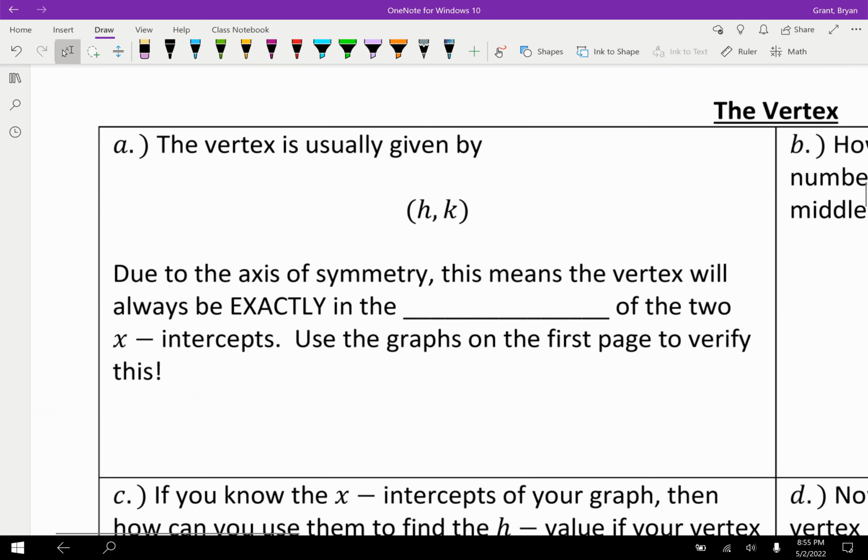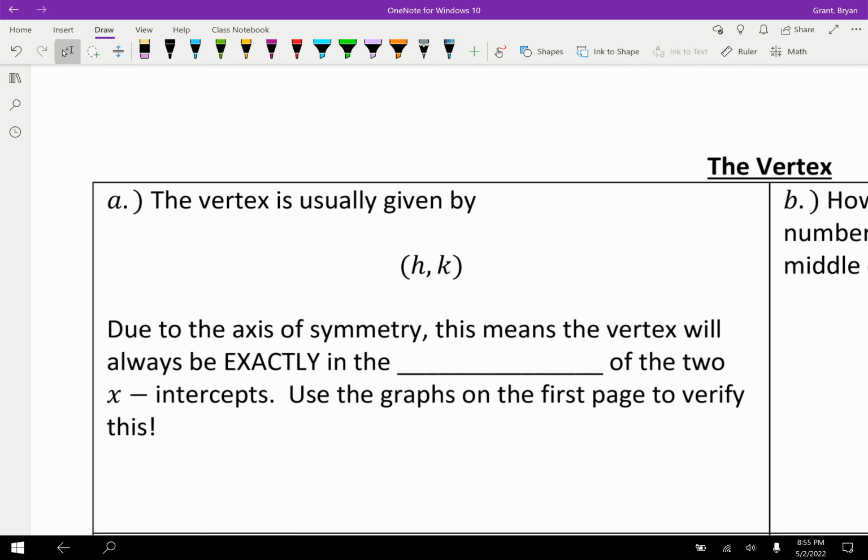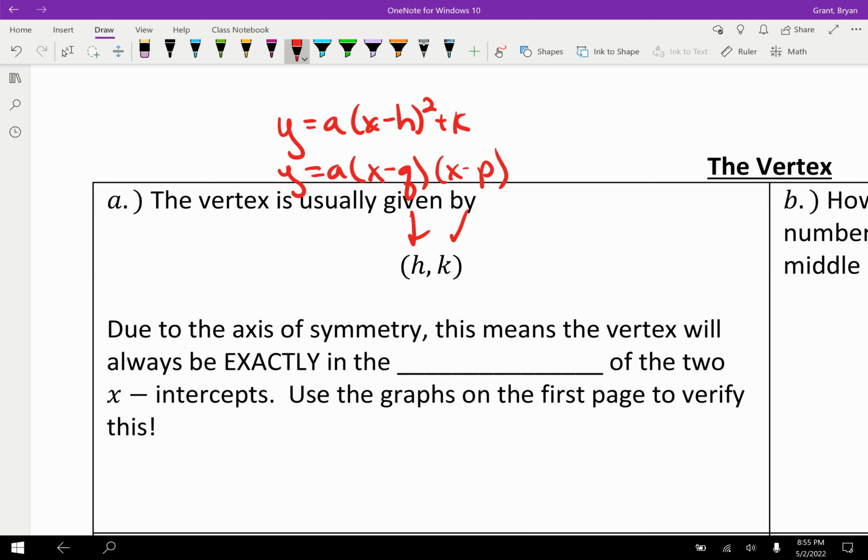The vertex is usually given by h comma k, right? So when we had our equation a(x minus h) squared plus k, it was really easy. We're just like, cool, h and k. But our new equation, which was a(x minus q)(x minus p), and we're going to do more with this later on, neither of those letters are h and k, and that's on purpose. This is not the vertex. Nope, nope. We don't know it.